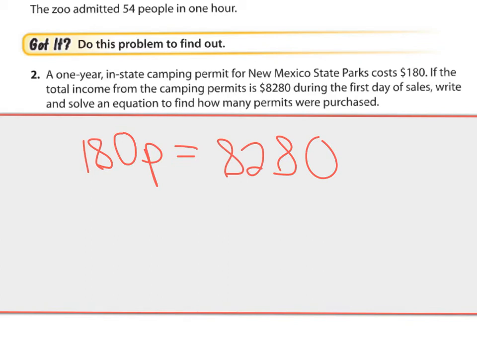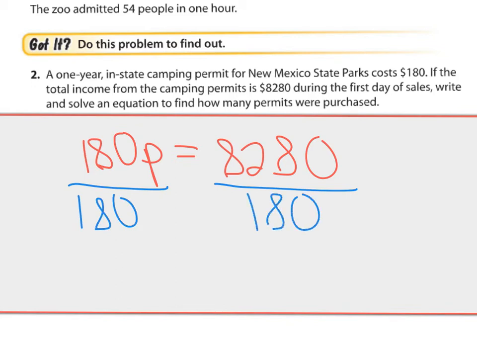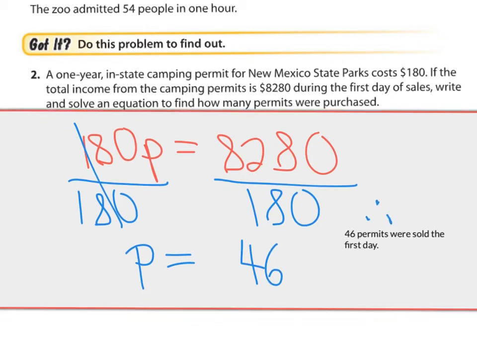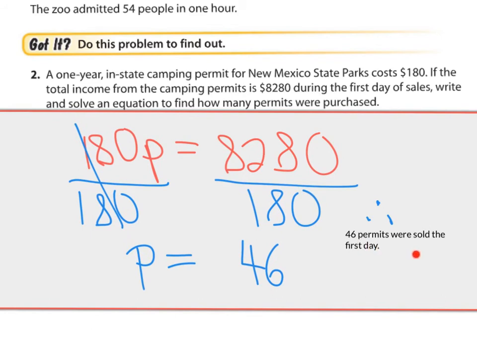I hope you paused the video and you used the division property of equality. So you divided both sides by 180, right? And this 180 is gone there. And we are left with P equals 46. Therefore, 46 permits were sold the first day. Okay, remember that we must answer word problems with words.